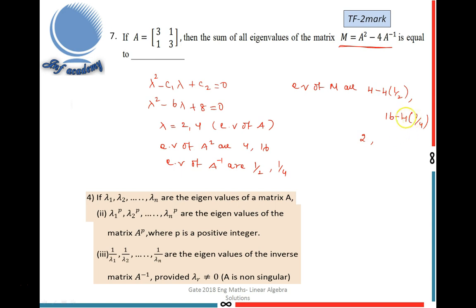Comma, and 4 4 cancel, 16 minus 1 is 15. So the eigenvalues of M are 2 comma 15. But we have to find the sum of the eigenvalues of M. Sum of eigenvalues of M equal to 2 plus 15, 17. So the final answer is 70.